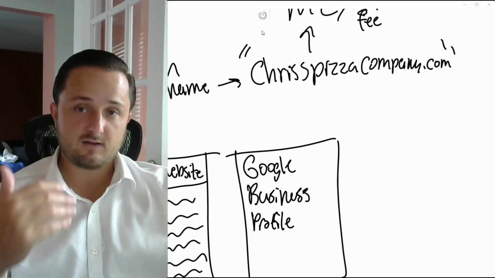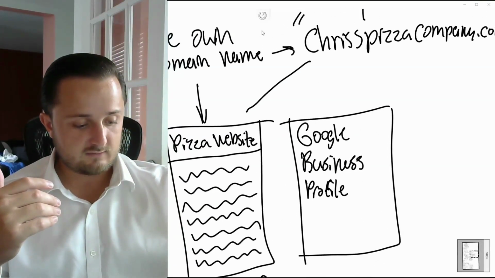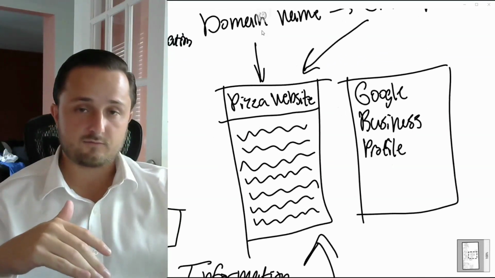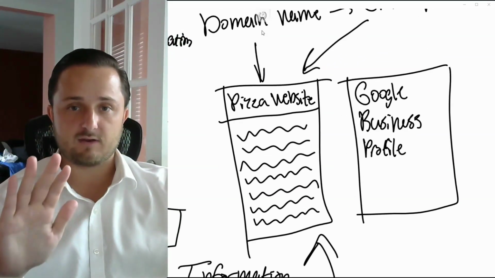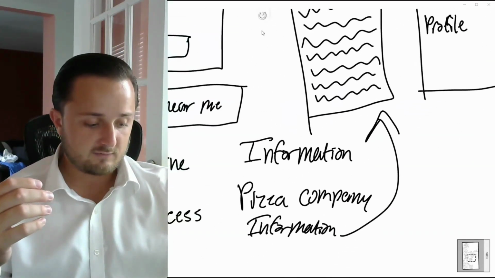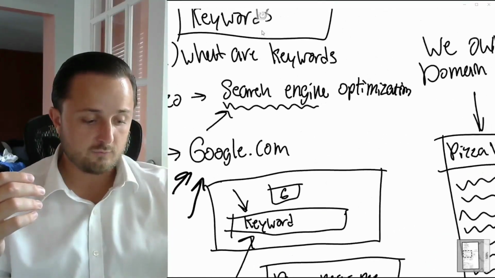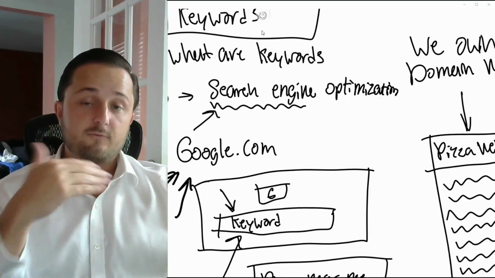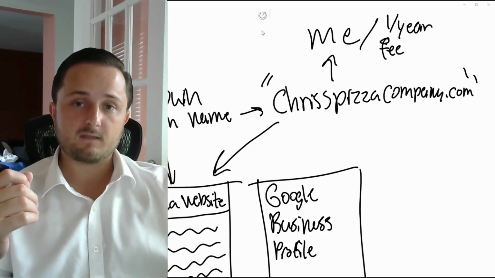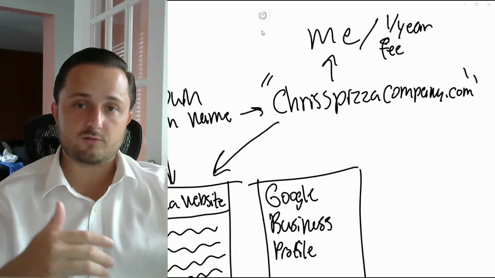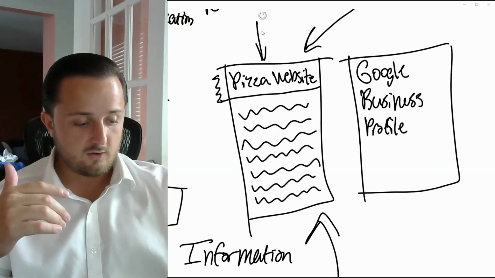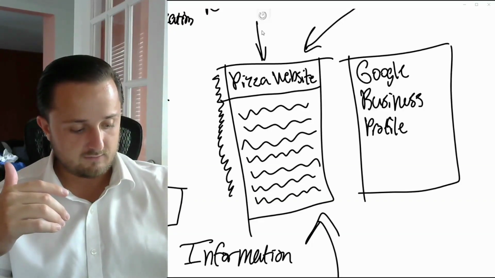When someone types in company.com, they're going to be sent to my website if everything's configured correctly, right? There's a lot of server stuff in the back end, but we're not going to touch that right now. So then they're going to be taken to my pizza website. The same thing happens for these search engines, for Google, for the crawlers. If Google discovers our domain name, chris'spizzacompany.com, then what it's going to do is send these crawlers to the page. On the page, it's going to find all of the information about our company, right?